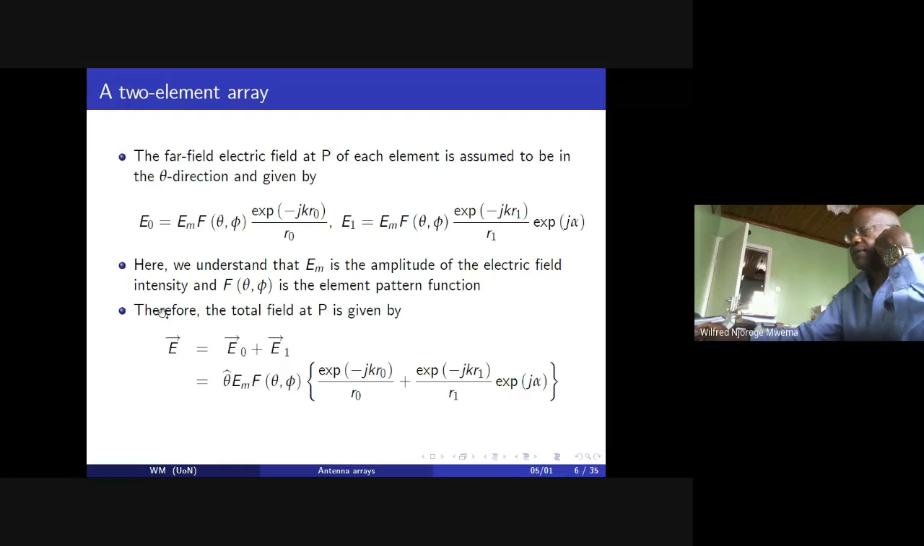And therefore, the total field at P is going to be the electric field contributed by the first antenna, added to the contribution from the second antenna. Once we do that, we bracket out the common terms, and therefore we have the propagation factors coming in, and this delayed by an exponent of j alpha.